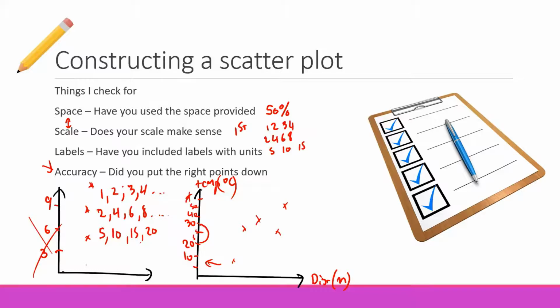And I'll usually give a half mark off for something like that, because it'll be like you've at least got a scale. It just is a very odd scale. It's a very nonsensical scale, and it makes reading the graph really challenging.